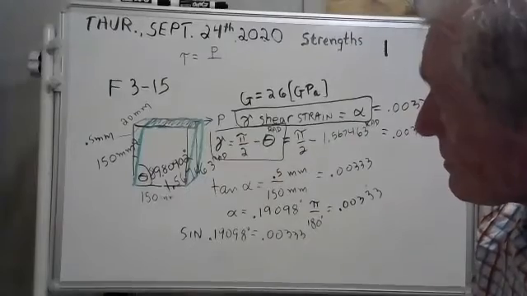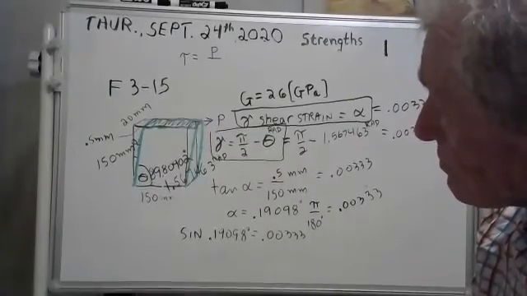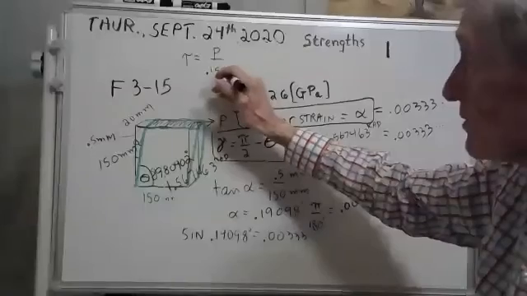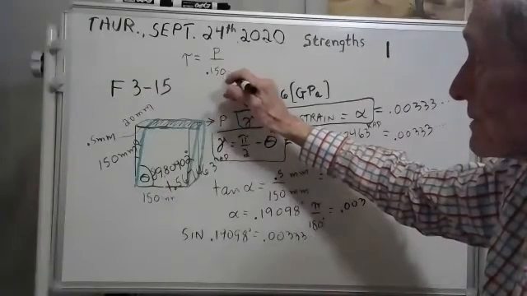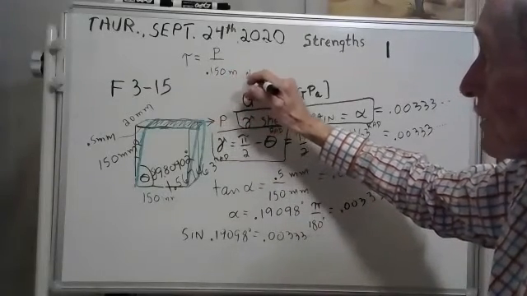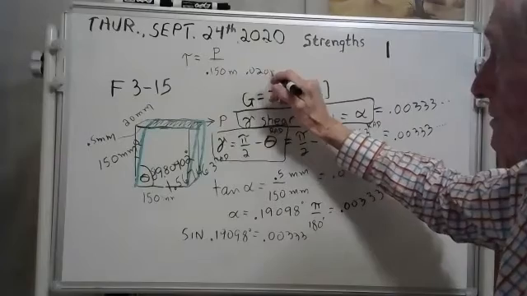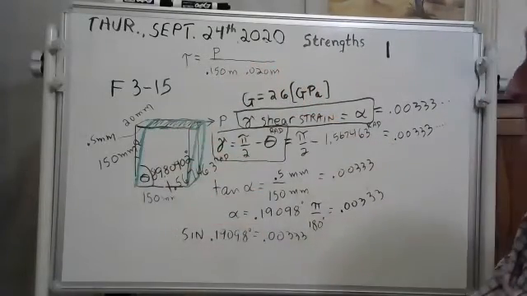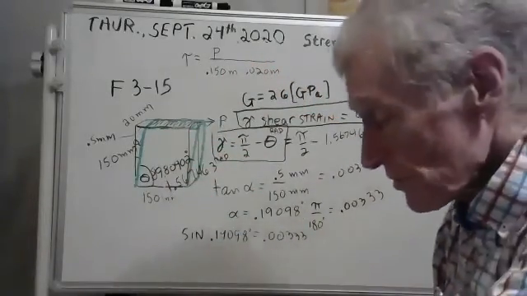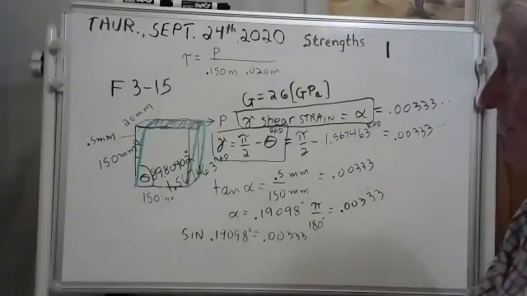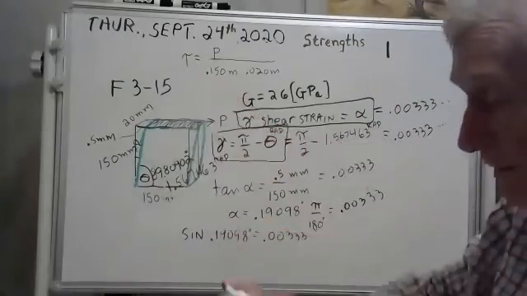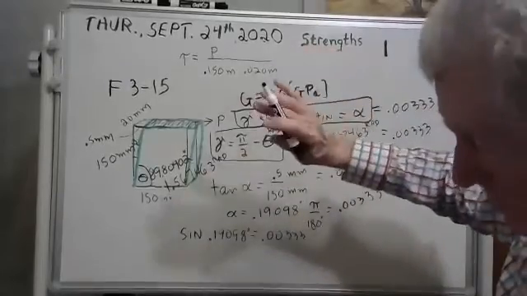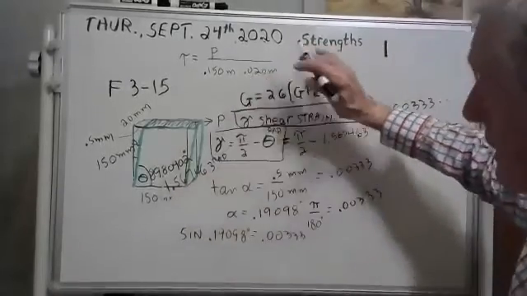And that area is, let me think now, 0.150 meters times 0.020 meters. See, that's that area. That's the force that's being applied to that area, and we can get the shear strain. Now here's the plan. That's not shear strain, it's shear stress.